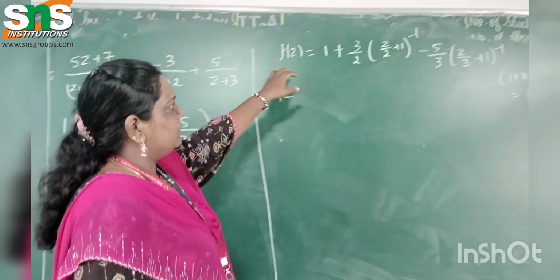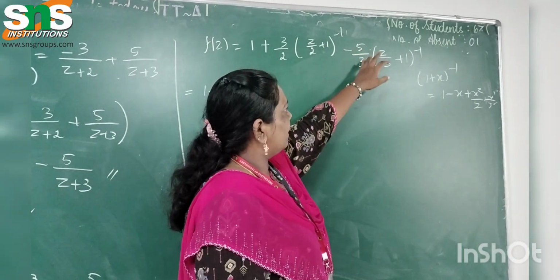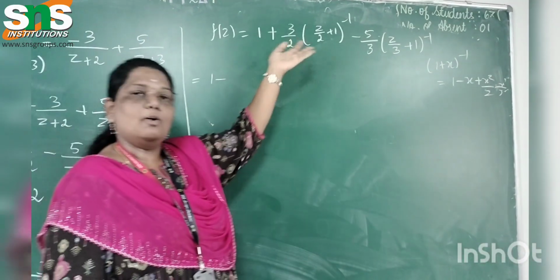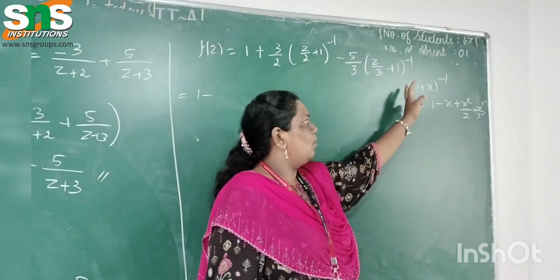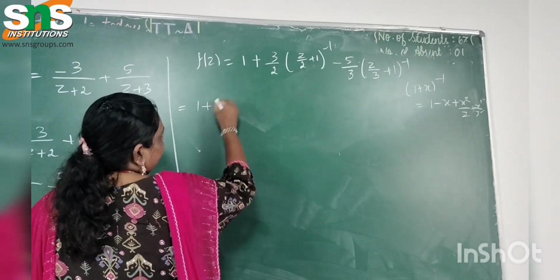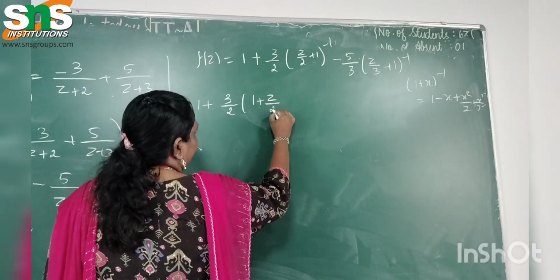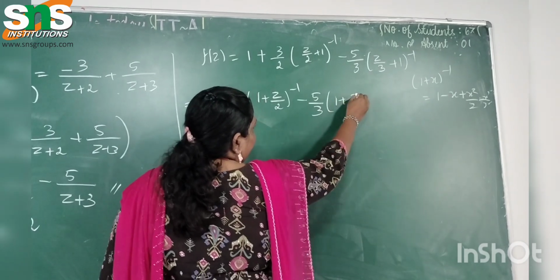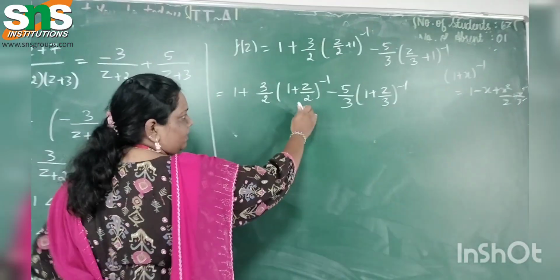So the given function is f of z equal to 1 plus 3 by 2 (z by 2 plus 1) power inverse minus 5 by 3 into (z by 3 plus 1) inverse. Now we are going to find the binomial expansion for this function. So we are rewriting the function in the form of 1 plus x, 1 plus the variable. So 1 plus z by 2 we are going to write this. So 1 plus 3 by 2 into (1 plus z divided by 2) power minus 1, minus 5 divided by 3 (1 plus z divided by 3) power minus 1. So rewriting the equation we will get like this.